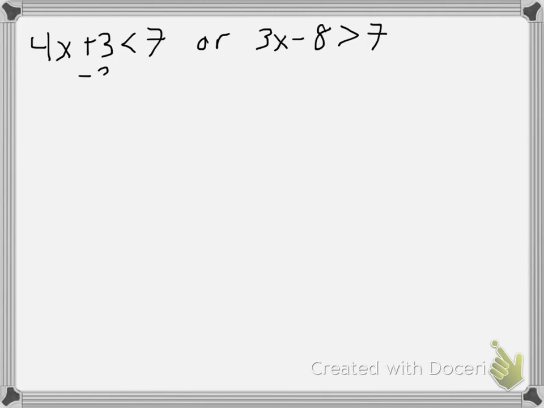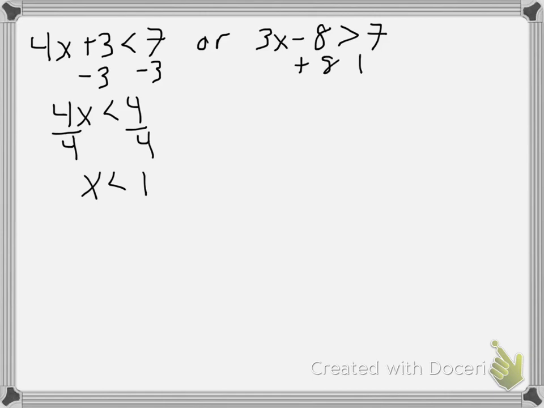So I get minus 3, minus 3. So 4x is less than 4. Divide by 4. X is less than 1. Add 8. 3x is greater than 15. Divide by 3. X is greater than 5.